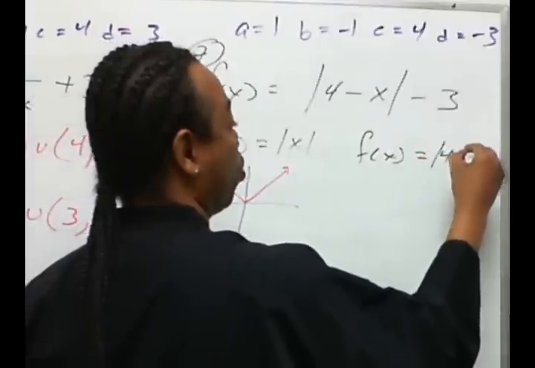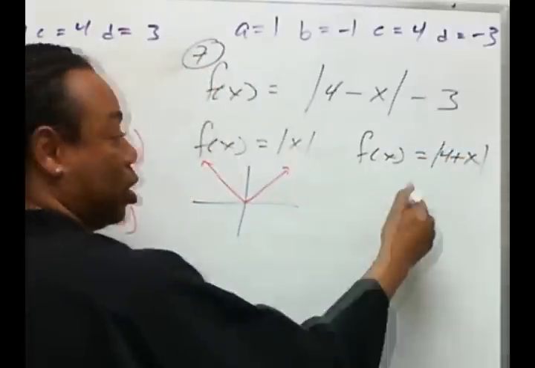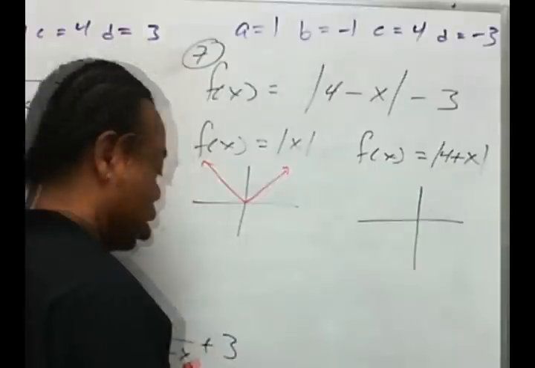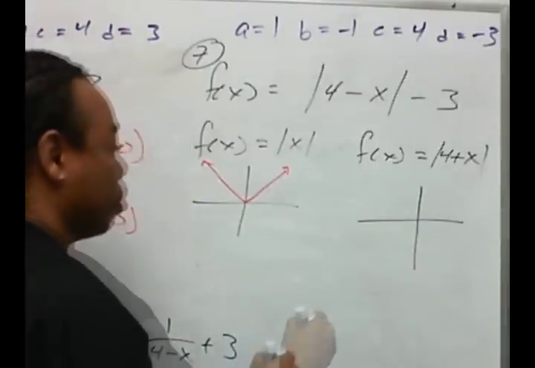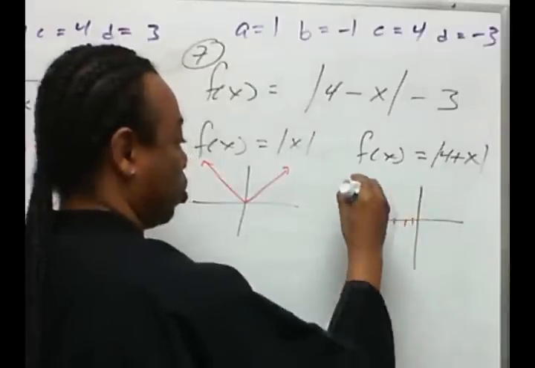So I put the positive 4 together with the positive x, and this will shift my graph 4 times to the left. 1, 2, 3, 4.